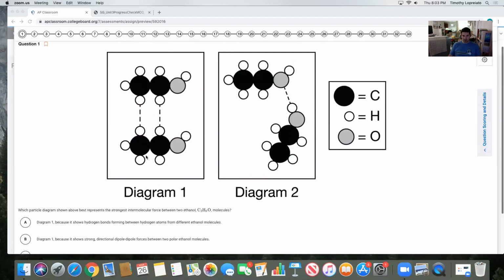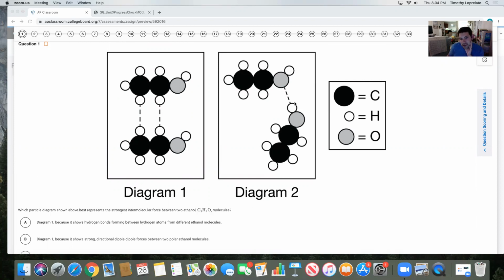Question 1, we have diagram 1 and diagram 2. It kind of looks like cooties. I don't know if anyone ever played that game. It was a game I had as a child, but so we're looking at a molecule. The black is C, so it's carbon, carbon, oxygen. Oxygen is bonded to the hydrogen. This is where having a little bit of an organic chemistry background is pretty good. This is 2 carbons is ethane, the oxygen, then the hydrogen like that. It's an alcohol group. This is ethanol. So which particle diagram shown above best represents the strongest intermolecular force between 2 ethanol molecules?